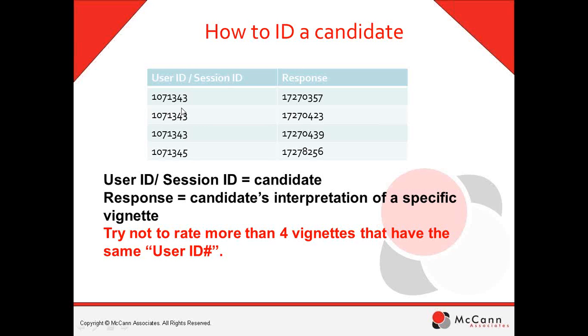So the user ID, session ID number is the same, but the response ID number changes for each one. So we have 4 separate responses for one candidate. Again, if you're a Spanish or a Mandarin rater, you probably don't want to do more than 3. If you were an Arabic rater, you could go ahead and do all 4.